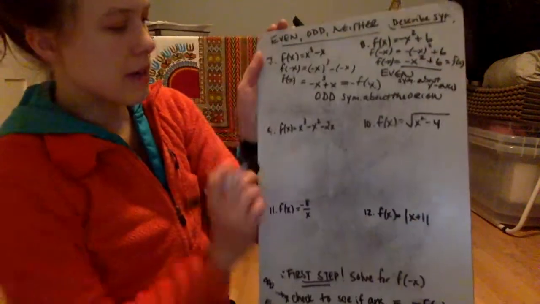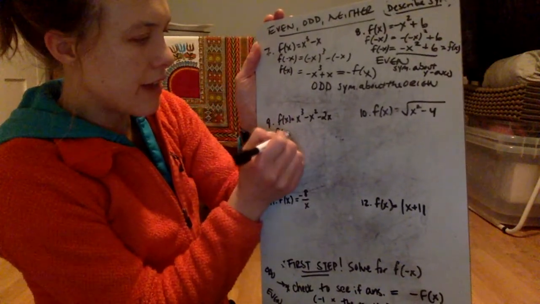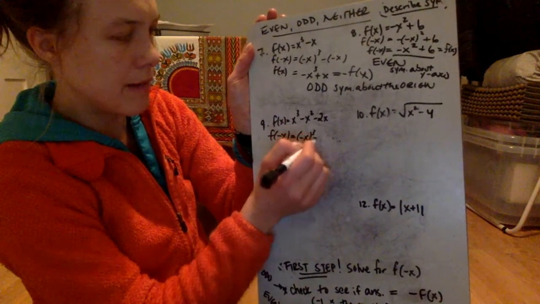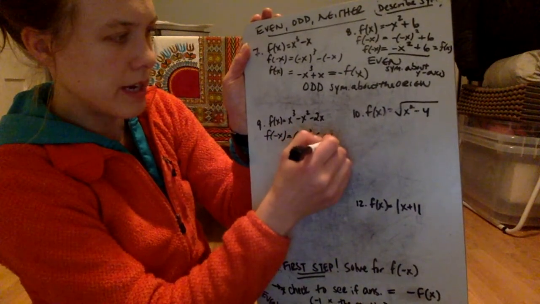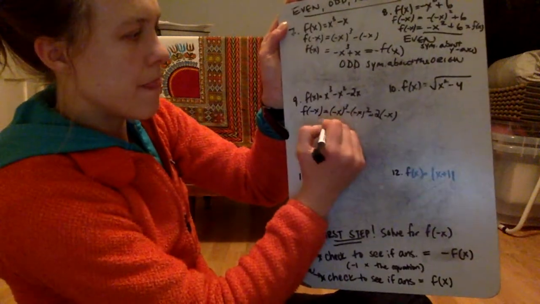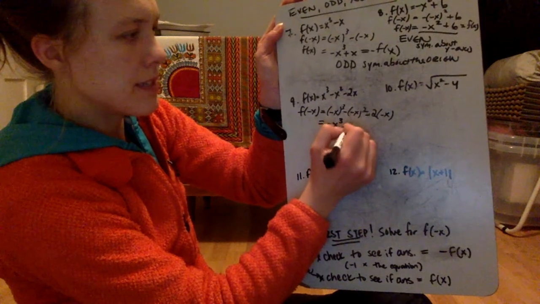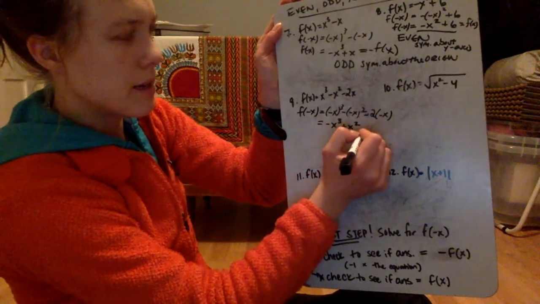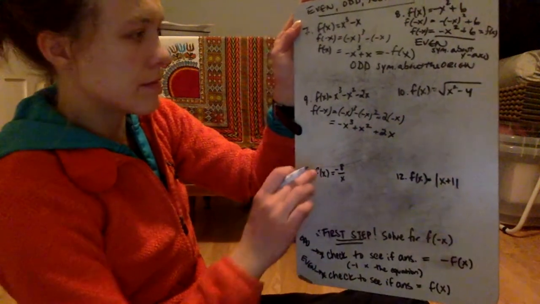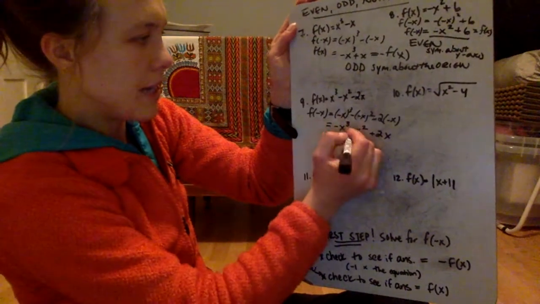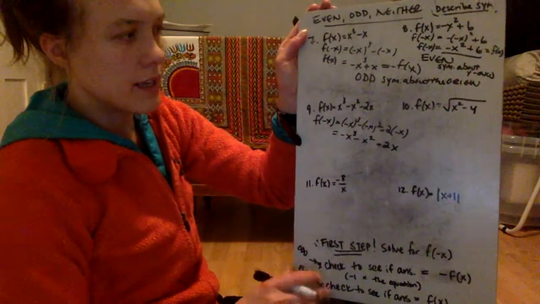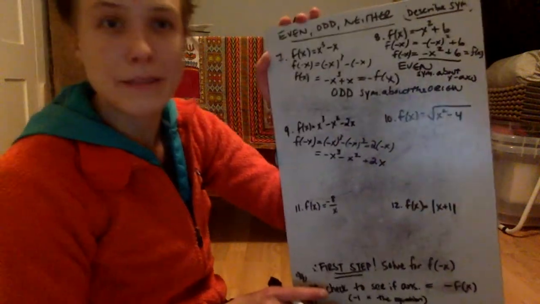Okay, so in number 9, first step is to solve for f of negative x. So I plug negative x in, and I get negative x to the third minus negative x squared minus 2 times negative x. And then when I simplify this, I get negative x cubed plus x squared plus 2x. Actually, minus x squared there, because that's x squared and then it's subtracting it. So I did my exponent first. I actually jumped ahead in PEMDAS.